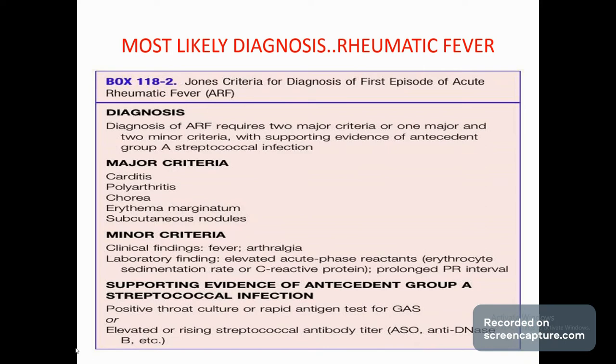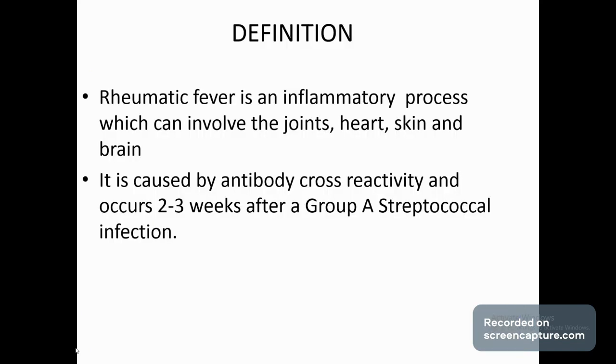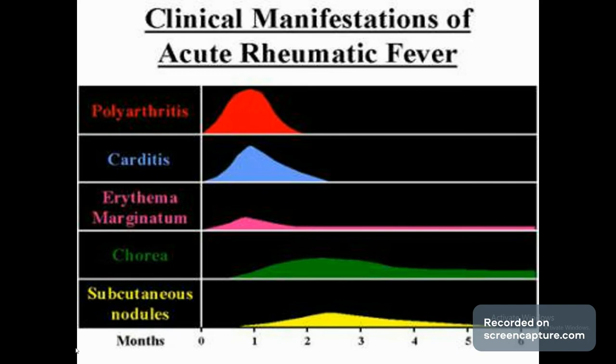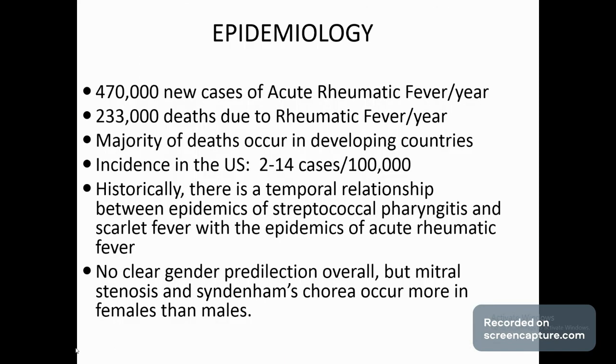One major and two minor, or two major criteria are needed to diagnose it. It is a group A streptococcal infection which occurs 3 weeks before, and it attacks the target tissues: the joints, the heart, the skin, and the nervous system. It is not very common now in developed countries at all, hardly 10 per 100,000, while in our developing countries it is about 100 per 100,000.